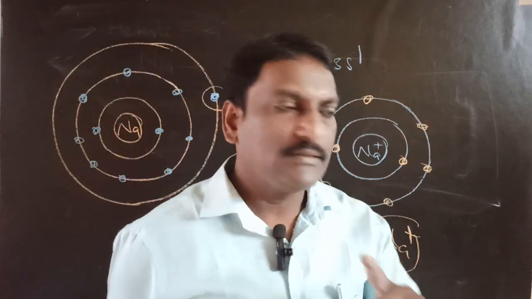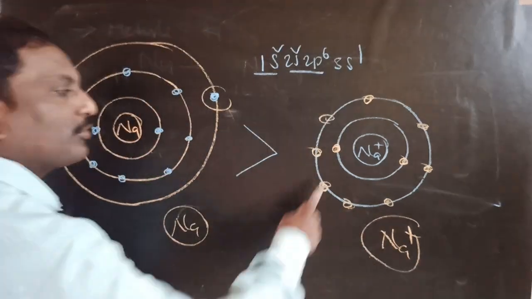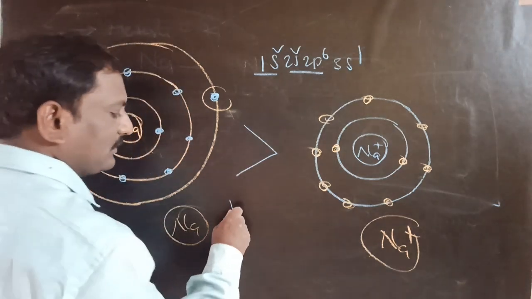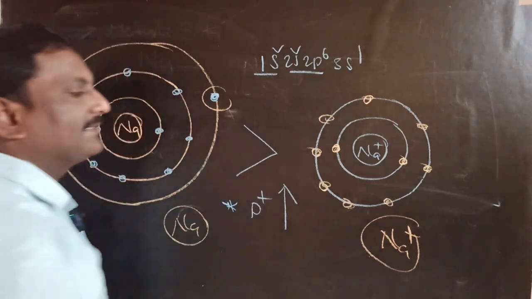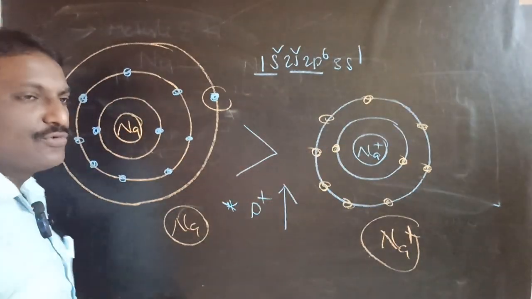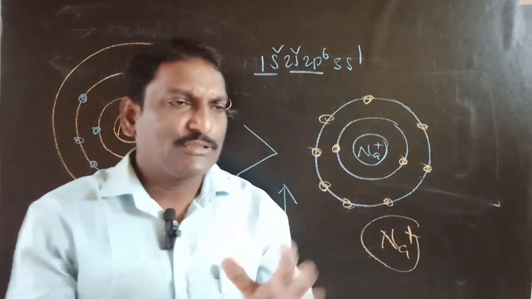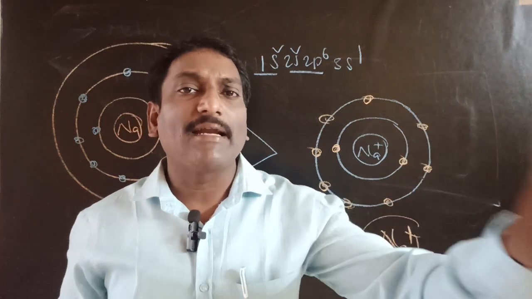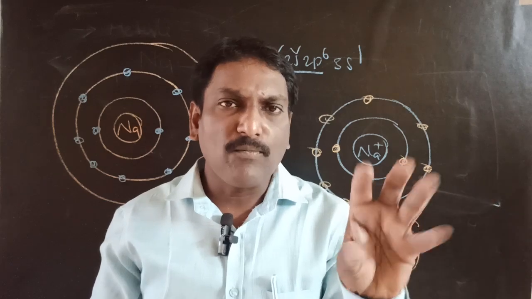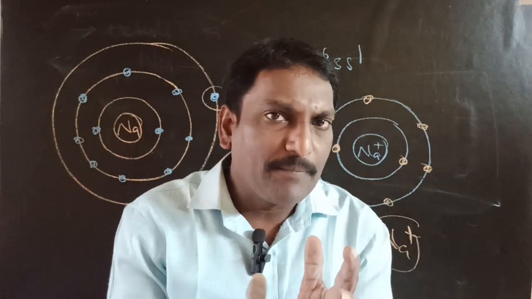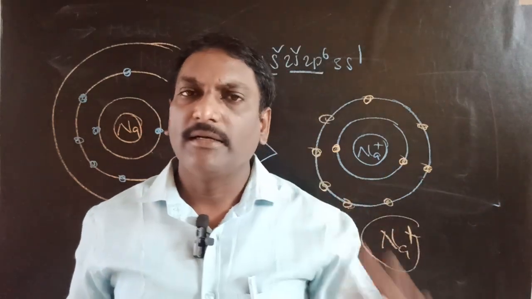Two reasons. One is increment in proton density. Please make a note of it. Increment in proton density. The number of protons increases in the nucleus. So that's why the protons strongly attract the remaining electrons toward themselves. Then the shells come close together. The shells will be compressed. Then the size of the ion decreases.